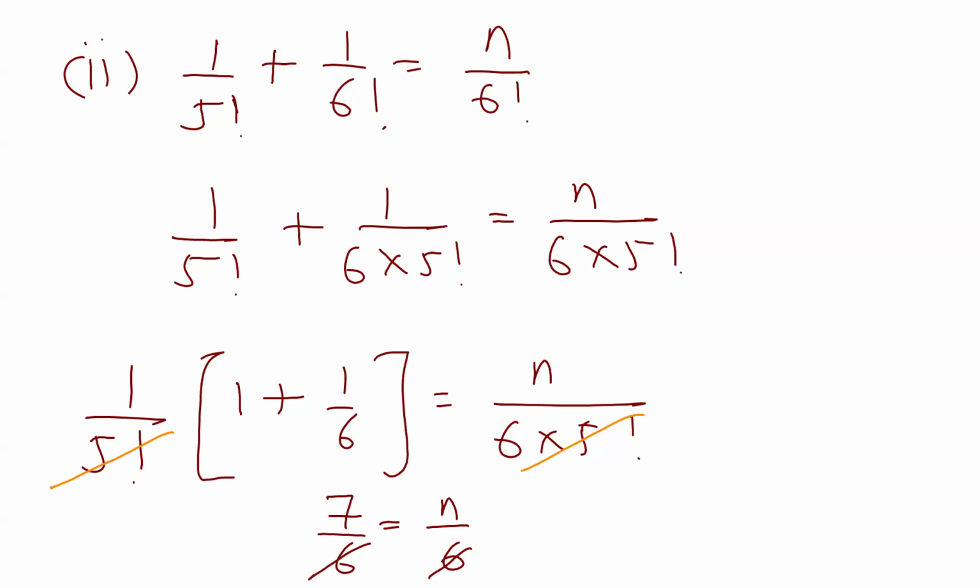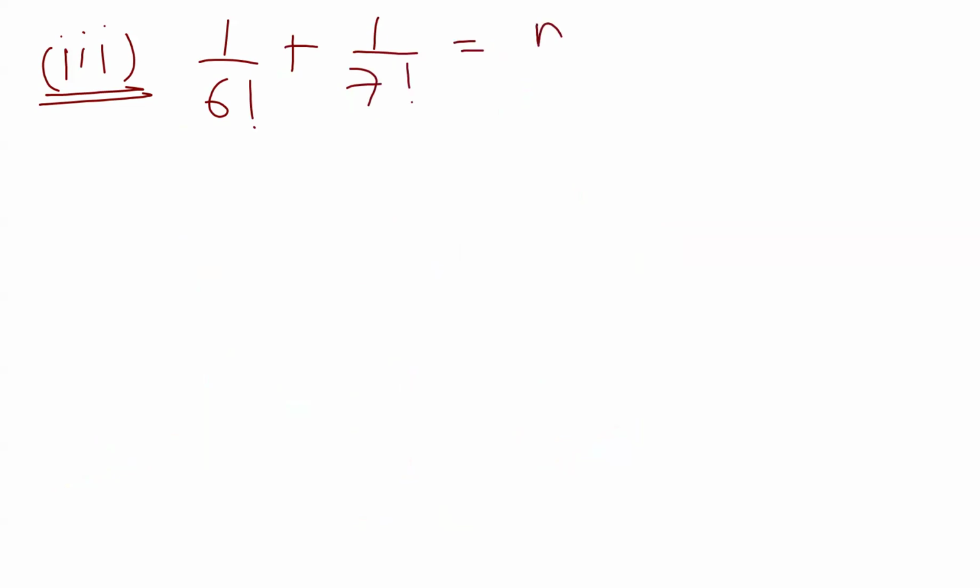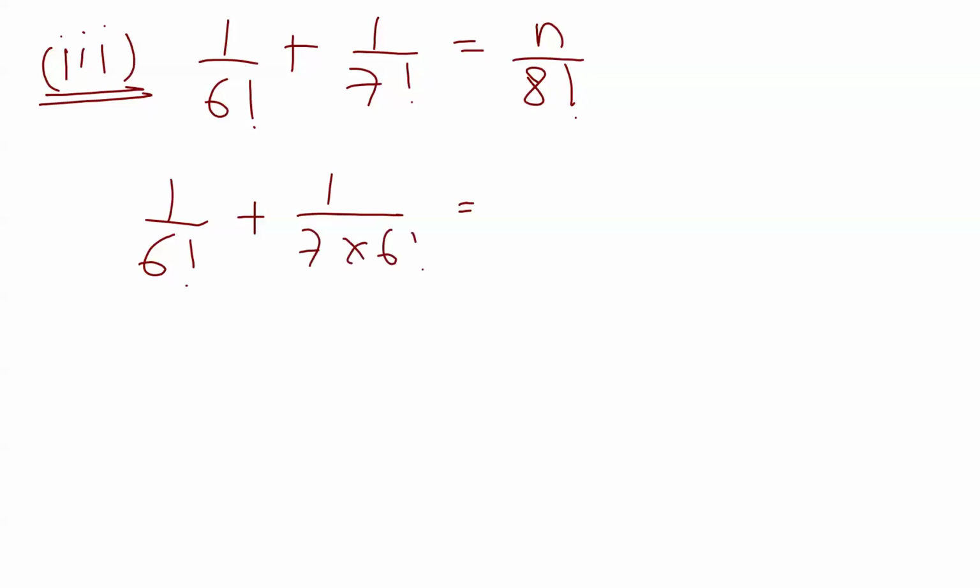Third sub question. 1 upon 6 factorial plus 1 upon 7 factorial equals n upon 8 factorial. So we'll convert everything to the smallest one, that is 6 factorial. 7 factorial is 7 into 6 factorial. 8 factorial is 8 into 7 into 6 factorial.